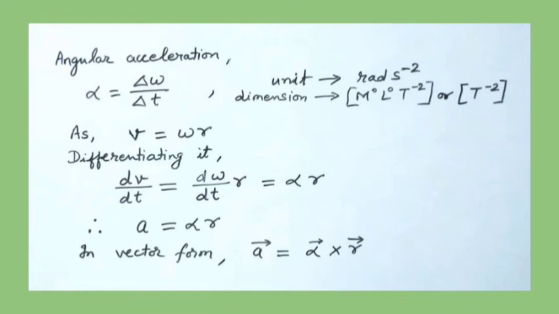As we know, linear velocity v is equal to omega r. So, differentiating it with respect to time, dv by dt is equal to d by dt of omega r, which is equal to d omega by dt into r. Therefore, acceleration a is equal to alpha r. In vector form, a is equal to alpha cross r. The linear acceleration is the vector product of angular acceleration and radius vector, and the three vectors are mutually perpendicular.